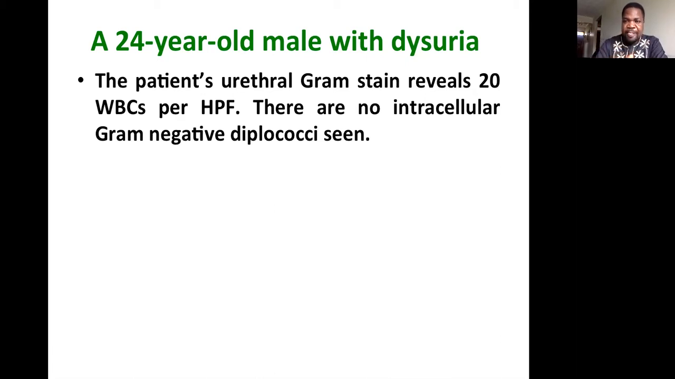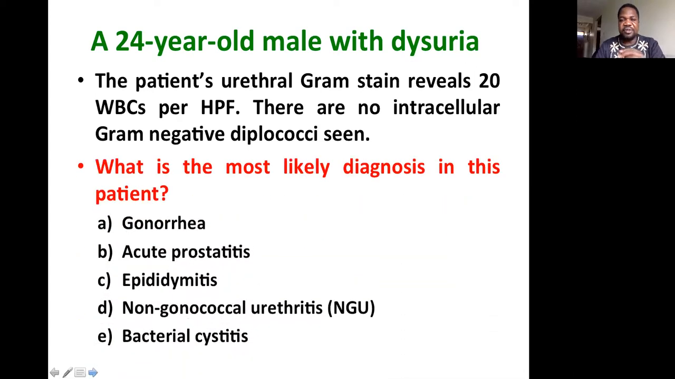So here they are actually ruling out the possibility of gonorrhea infection. If they are ruling out gonorrhea, what is the most likely diagnosis in this patient? Is it gonorrhea? No. We say that there are no intracellular gram-negative diplococci seen, so it's not gonorrhea. Is it acute prostatitis? No. On clinical examination, the prostate was normal, non-tender. Epididymitis? No. On physical examination, the testes were normal, non-tender.